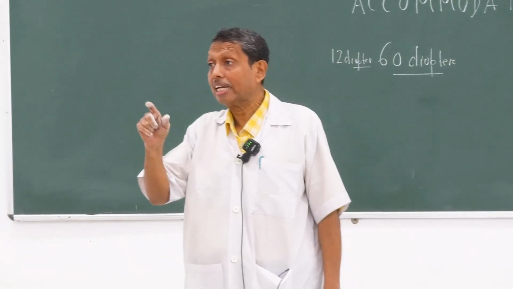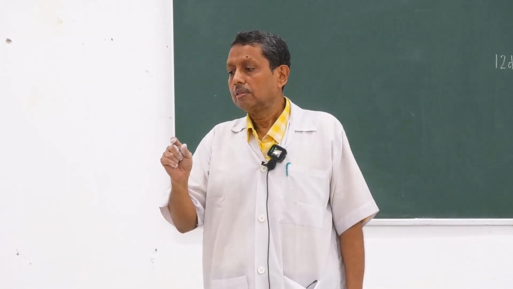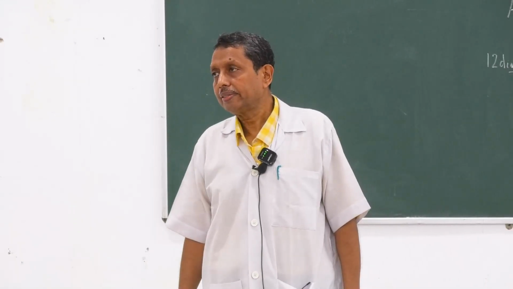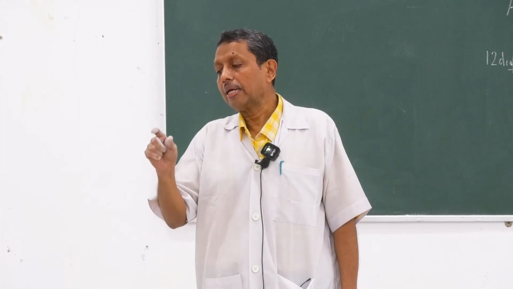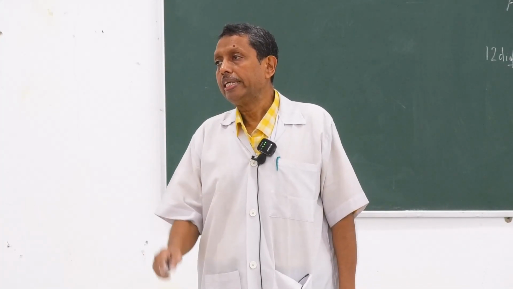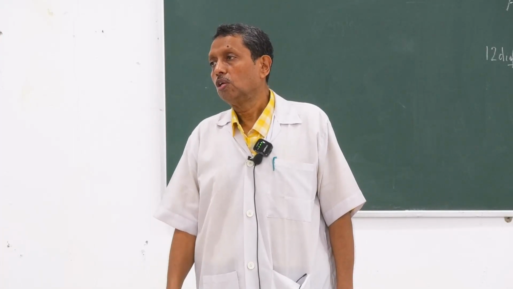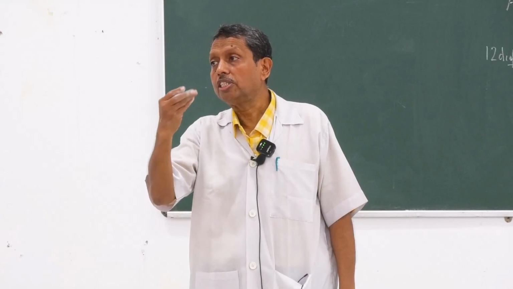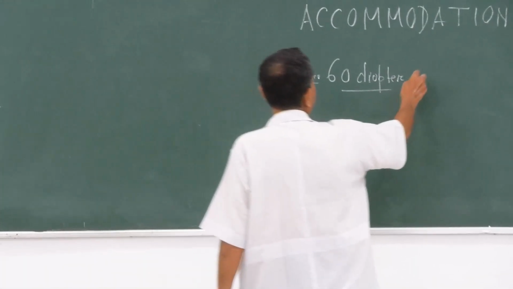But as age advances, the malleability of the lens becoming less and less. And at the age of 40 to 45 years or so, it is not possible to increase the dioptric power. So the near point do recede. Near point. Accommodation, near point.